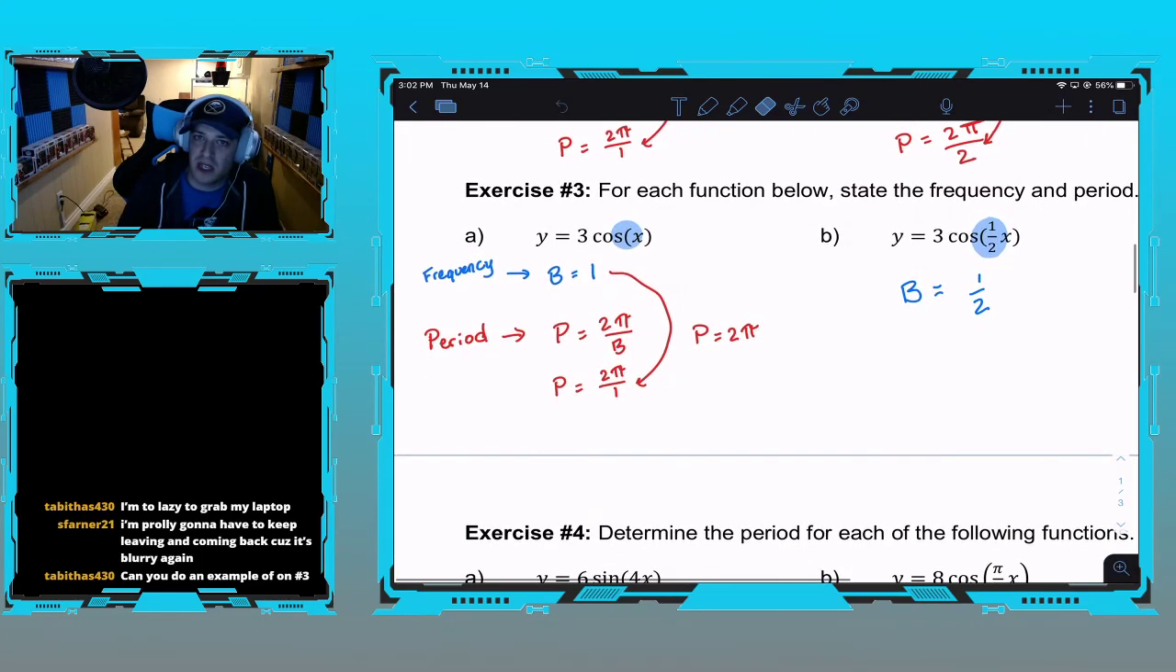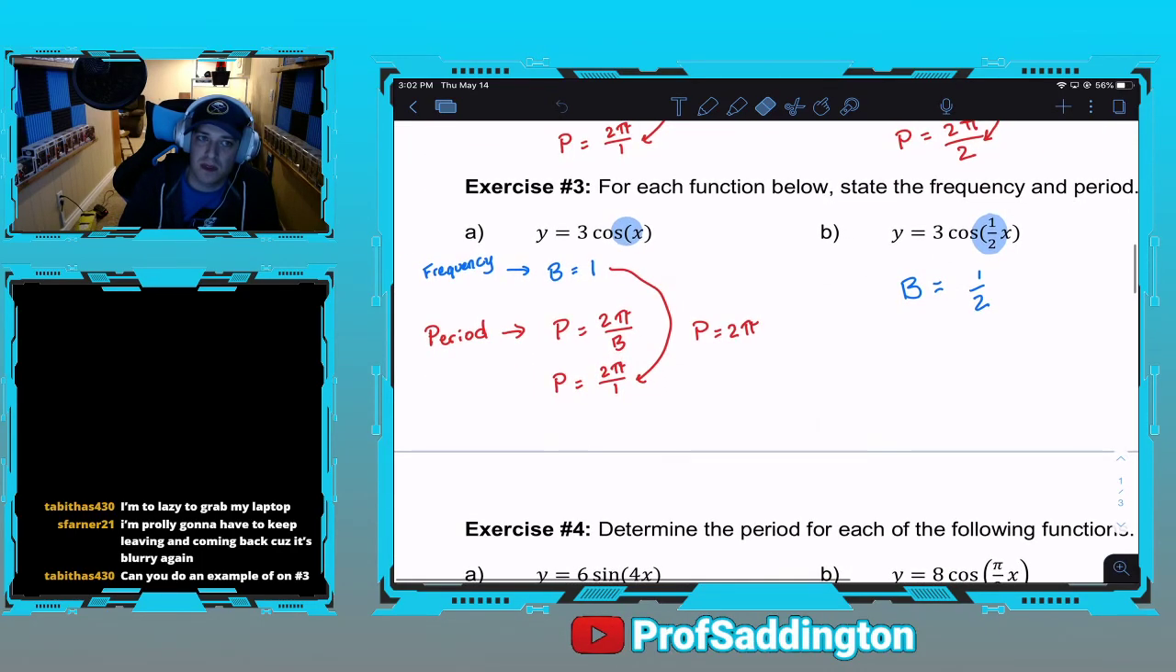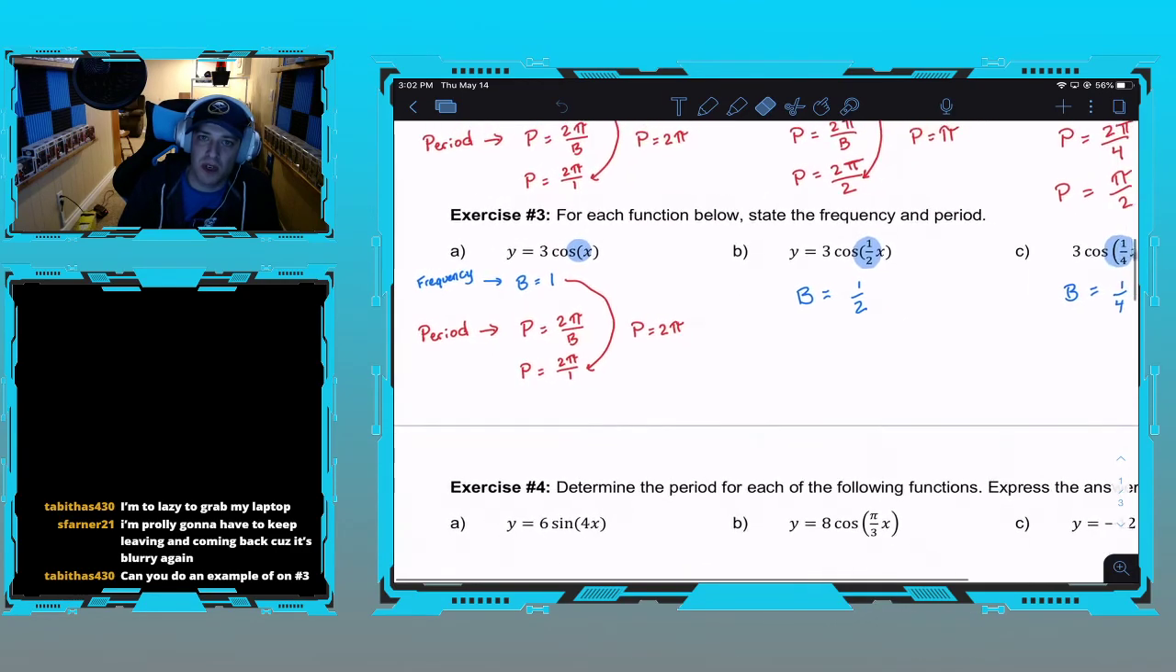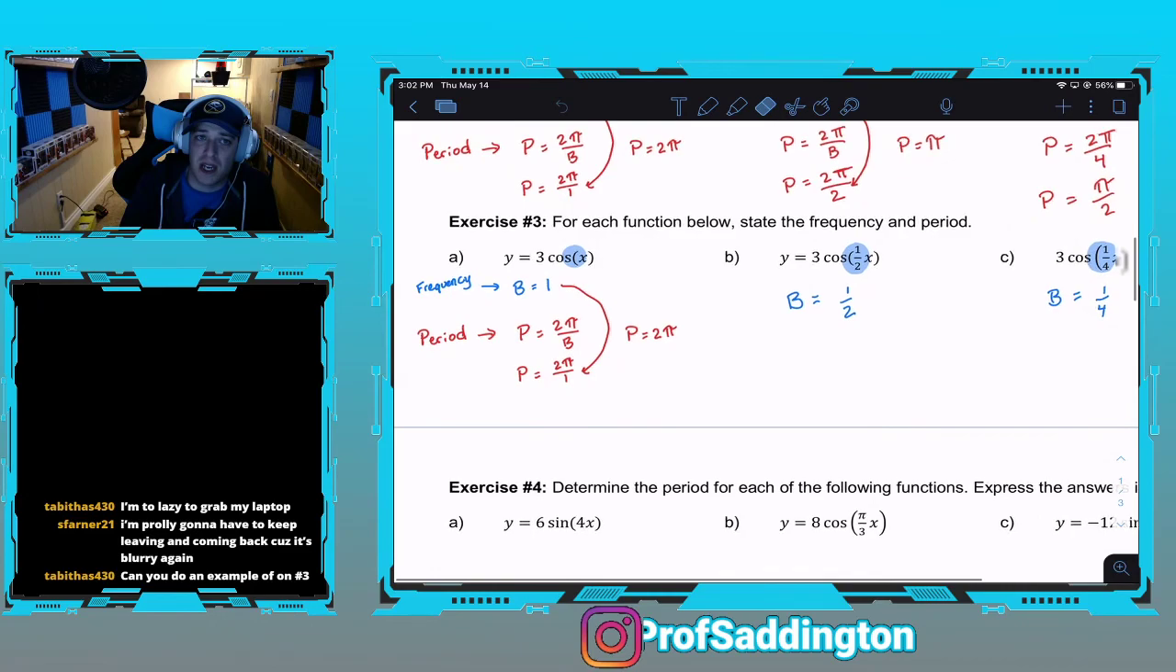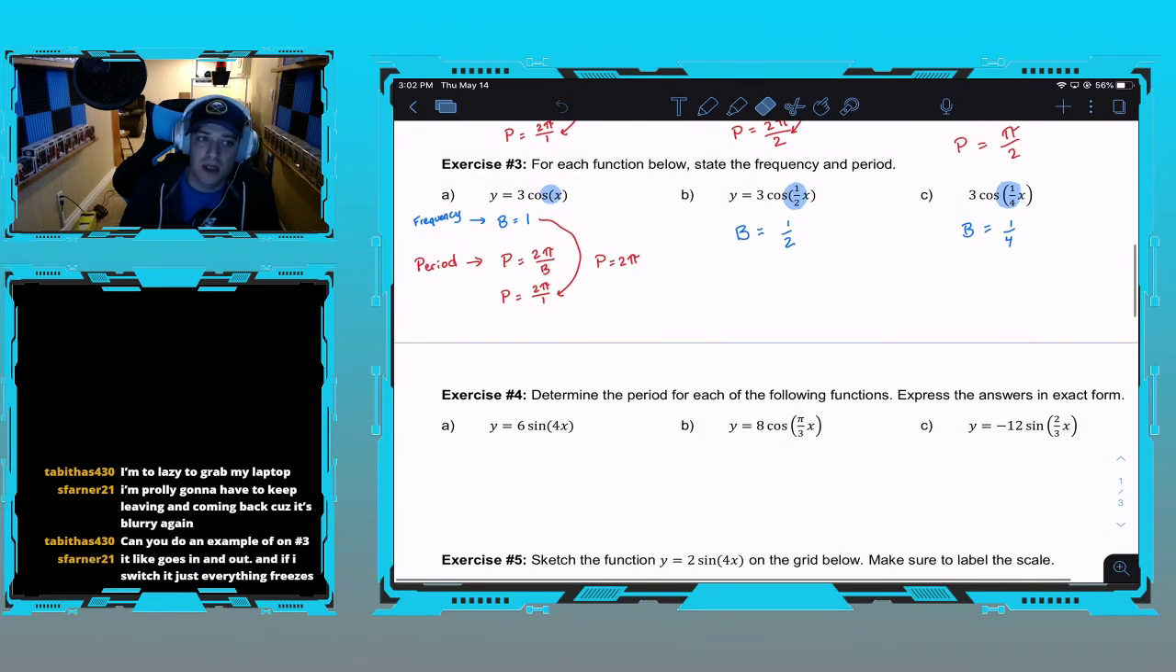Like number 3 that we did yesterday, Tabitha? Or are you saying number 3 on the homework? Because I can go back. That's what I'm doing right now. Oh, that stinks, Sierra.